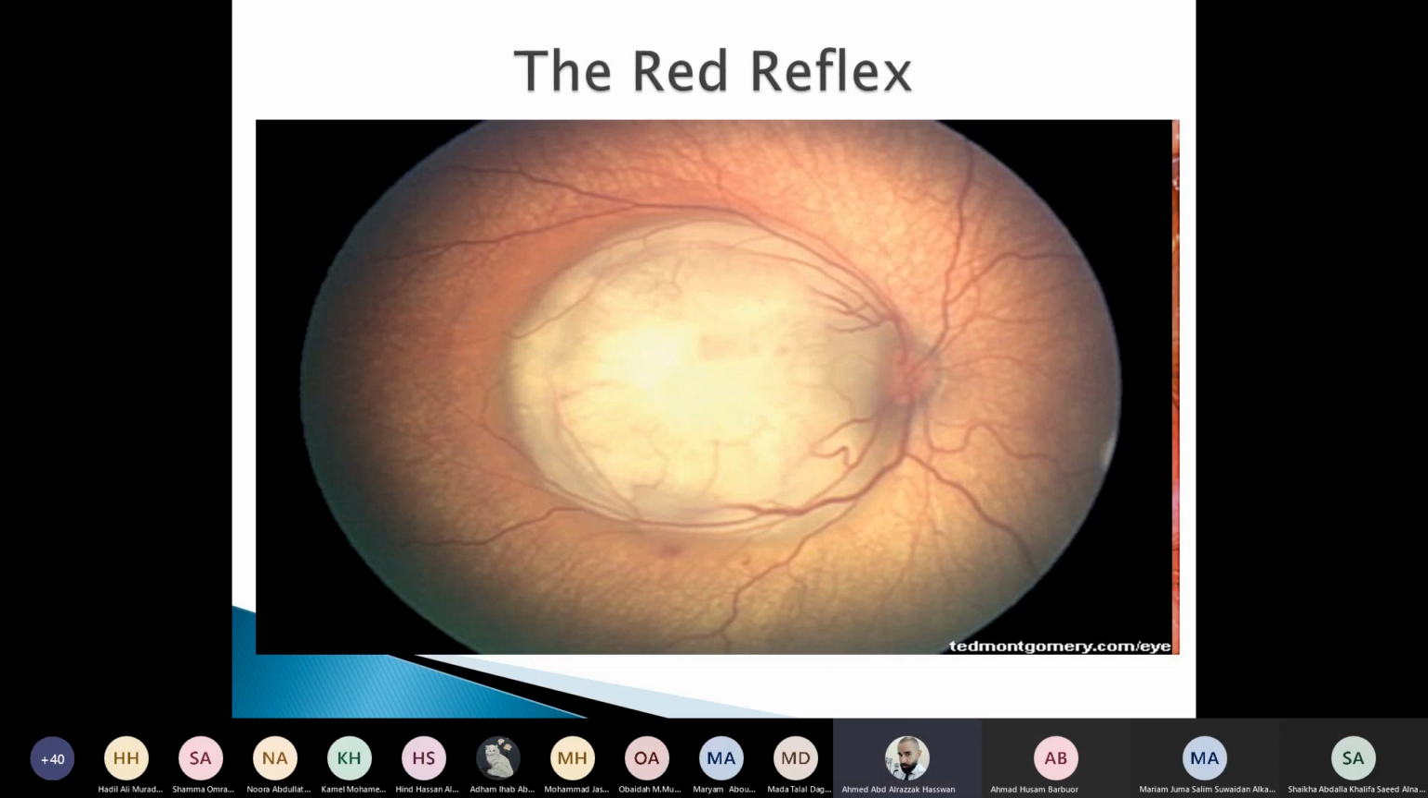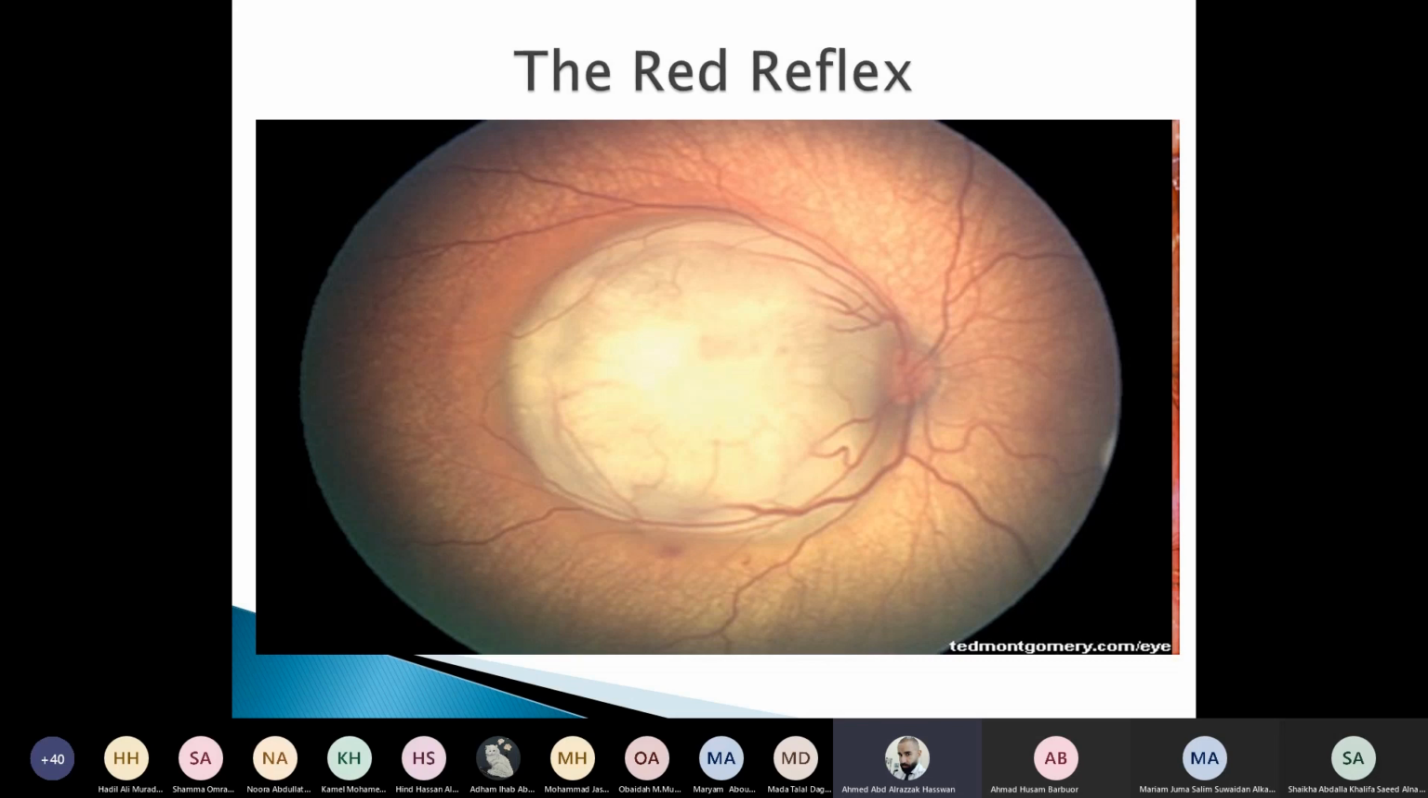Why do you think when we shine a light, we usually see a red reflex? Yes, blood vessels, thank you. But Adham, it's not in the retina, it's actually in the choroid. The retina is a vascular organ. So what we see is the blood supply, which is in the choroid plexus.